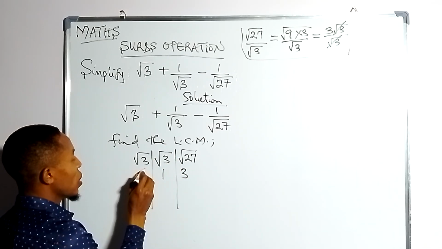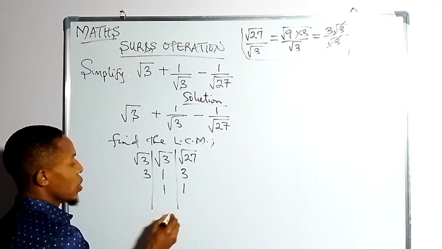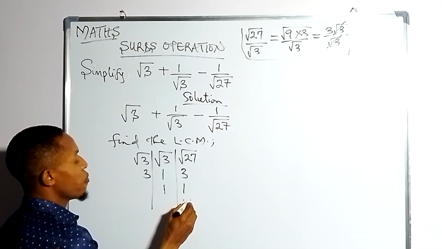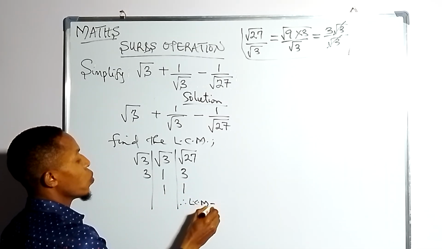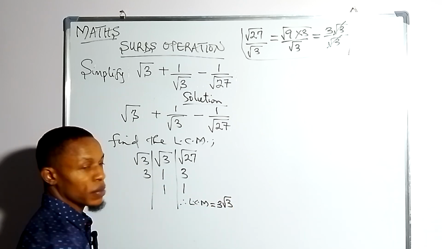Now what can go now? 3 into 1, 1. 3 here, we have 1. So that means the LCM we're looking for will be 3 times root 3. It will give us 3 root 3.